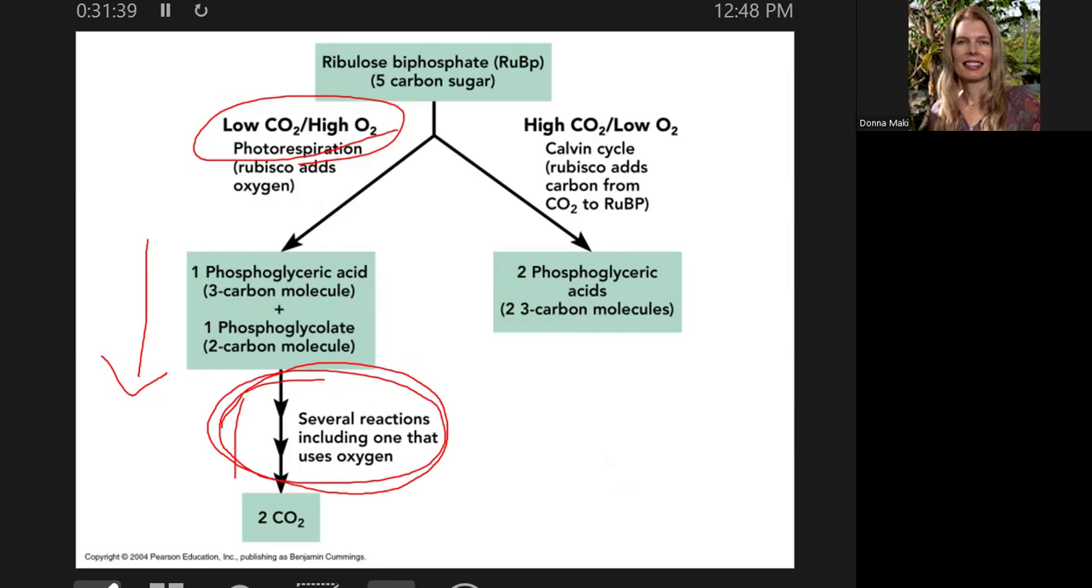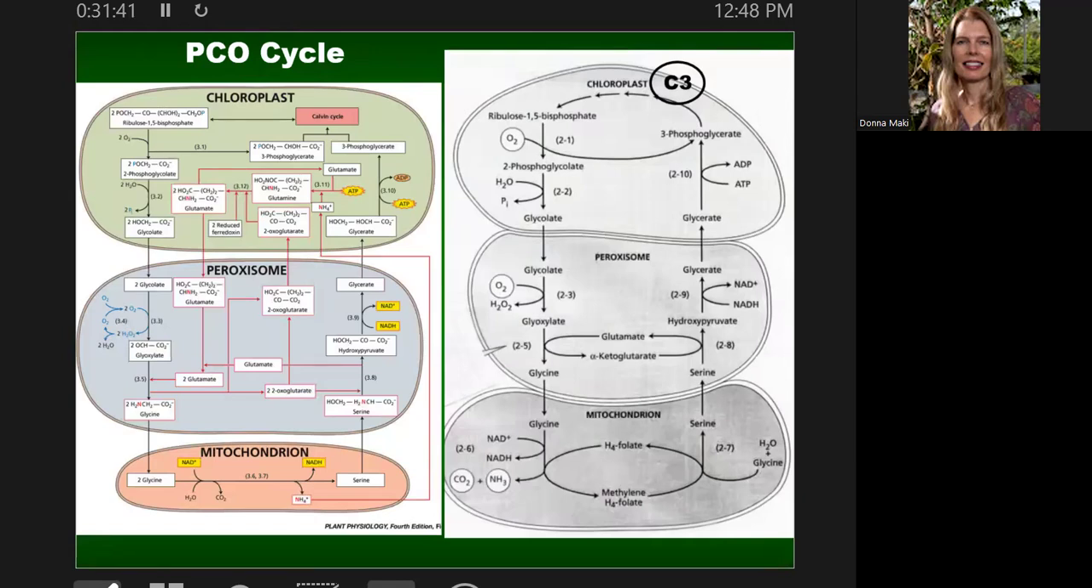Those of you who've had plant physiology, this should look familiar. That's the PCO cycle. It's actually two ways to look at it. This is a more pared down version over here, but it's saying the same thing. And no, you don't have to memorize all this. Yay! But this is the PCO cycle in totality, in two different ways of looking at it here.